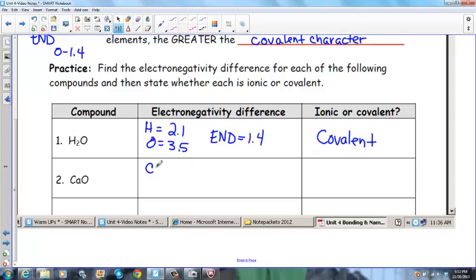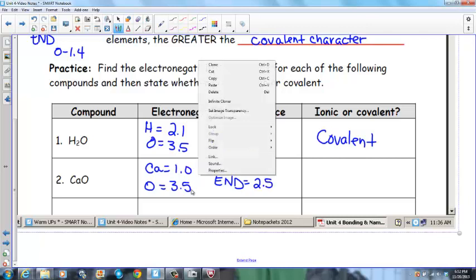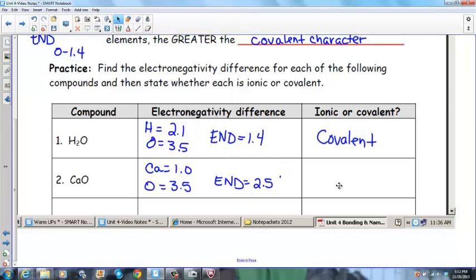Calcium oxide, so look up the electronegativity values for each element. So calcium has an electronegativity value of 1.0. Again, oxygen, we don't have to look that up now. So our END is going to be 2.5. We subtracted these two numbers over here. And now, as we look, the electronegativity difference is greater than 1.5. So we're going to say that this is going to be ionic in character.